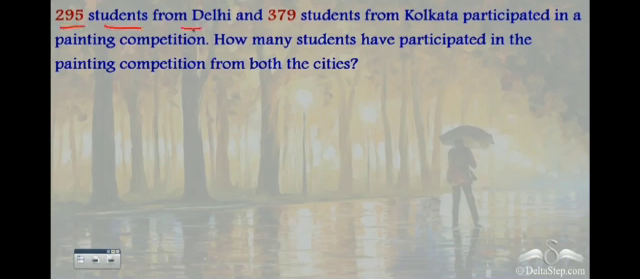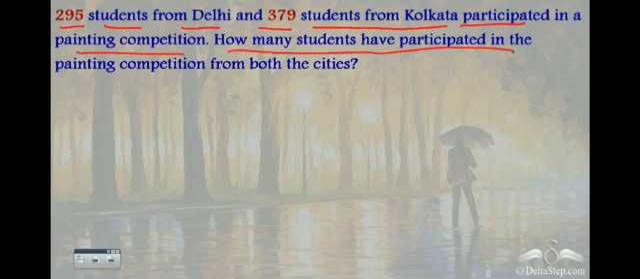295 students from Delhi and 379 students from Kolkata participated in a painting competition. How many students have participated in the painting competition from both the cities? So there are some students participating from Kolkata and some students participating from Delhi. And we need to find how many students have participated from both the cities. That is combining both the cities or putting together both the cities. So what do we need to do? We need to add these two.